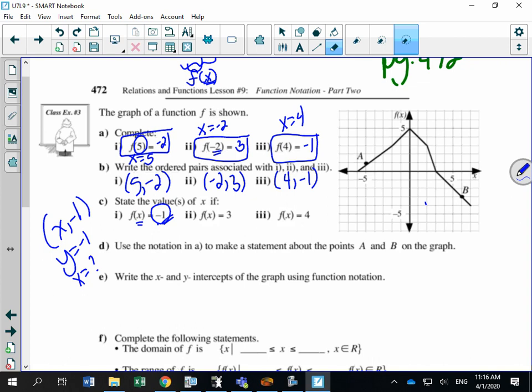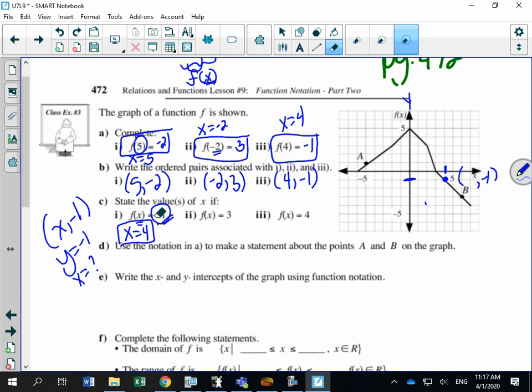So I need to go, this is my y-axis, and when y is -1, there's -1. The point on my graph would be right here. When y is -1, what's the corresponding x value? And that corresponding x value is 4. So I could either say x is equal to 4 or f of 4 is equal to -1. But x is equal to 4 is the answer.